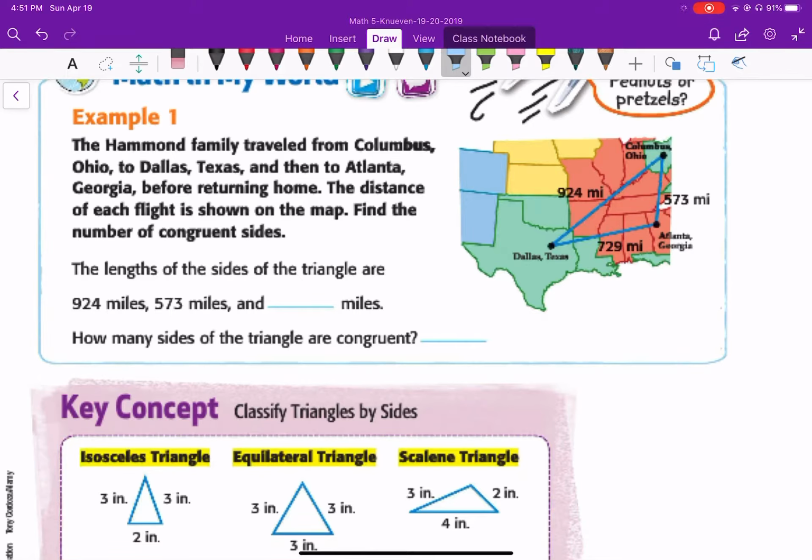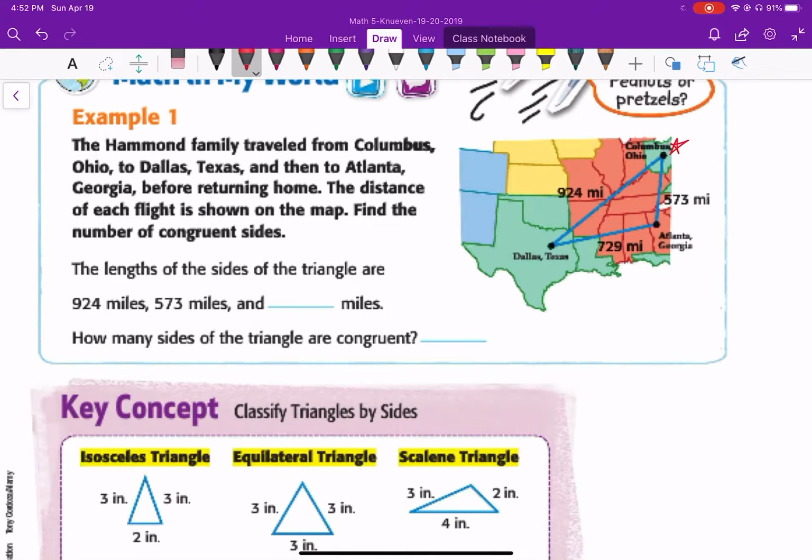So let's look at an example of how we're going to use an attribute to determine a triangle. The Hammond family traveled from Columbus, Ohio. So they start over here in Columbus. They're going to Texas, and then they go to Atlanta, Georgia, before returning home. In this route, they have made a full triangular travel plan. The distance of each flight is shown on the map.